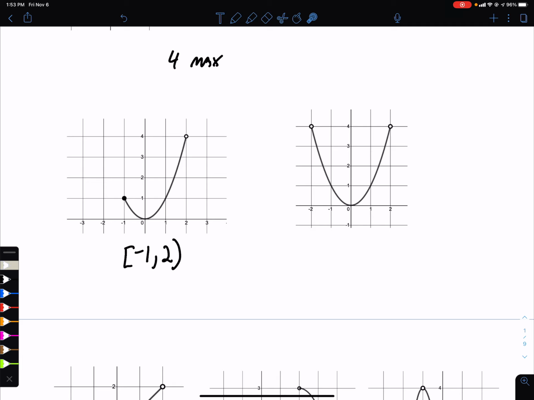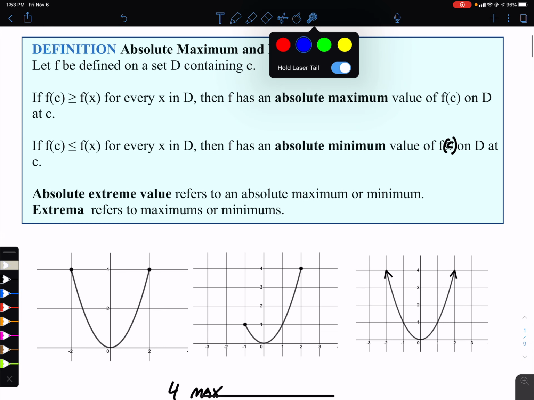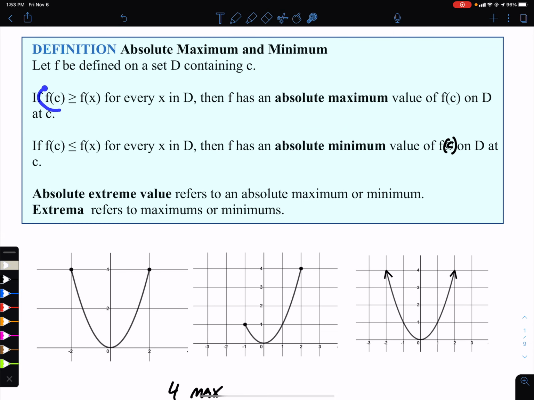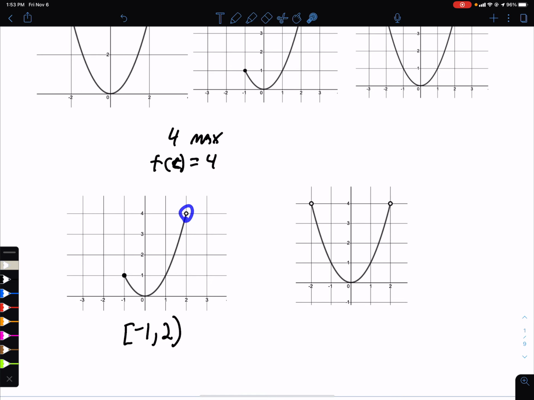But someone says 4 is the maximum. Well, if 4 is the maximum, then f at some c must equal 4, because the maximum is the function at some point c, where c is in the domain. But if you look at this, it doesn't exist at 4. It's an open dot. So you can't find a value of c where the function equals 4, because it never equals 4.